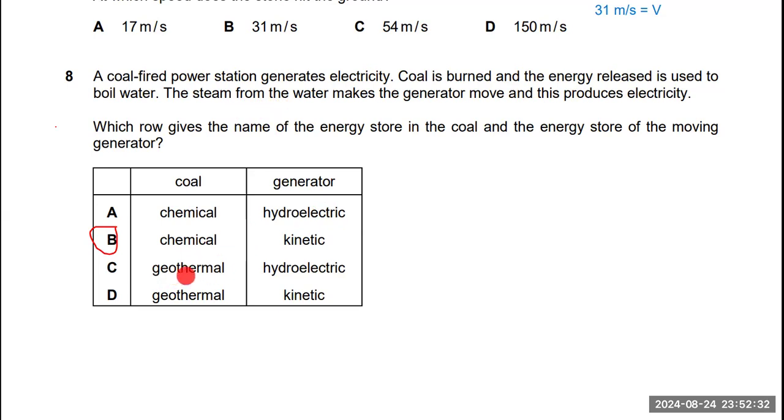On the other hand, if you look at geothermal, geo means earth, thermal means heat energy, the energy inside the earth, just like magma, lava. The energy inside the earth can convert the water inside the earth into steam. That is another type of power plant. Okay, so coal is not related to geothermal. That is why this option is incorrect. Okay, now we are moving towards the next question.